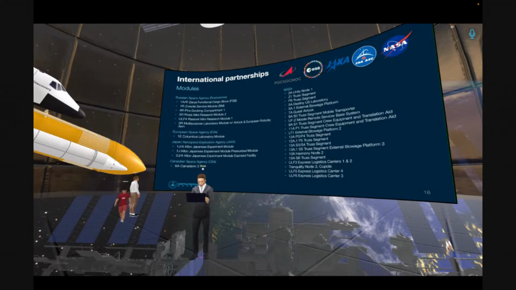Europe contributed a laboratory called Columbus, I mentioned that before. Japan contributed a laboratory called Kibo, mentioned before. And Kibo is unique because it has an inside laboratory and an outside laboratory. So research can be done inside the module or outside.